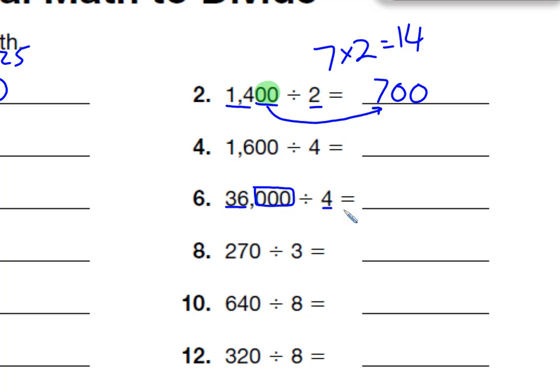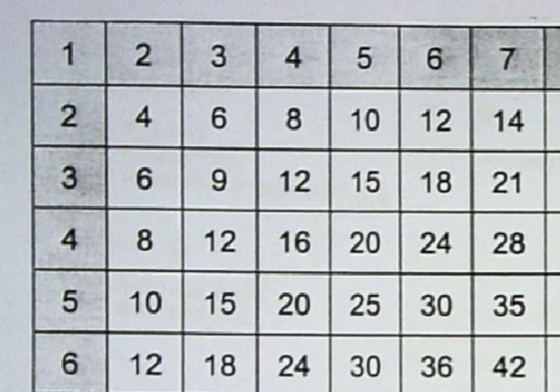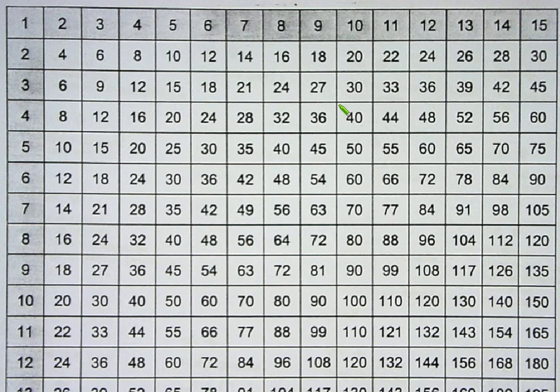Now if you don't know the answer to that and you do need to use a multiplication chart, okay, we're going to go over here to the 4. Remember, it was 36 divided by 4, so we're going to start with the 4, and we're going to slide across till we get to 36. And what do you know? There it is. So 36 divided by 4 equals 9.